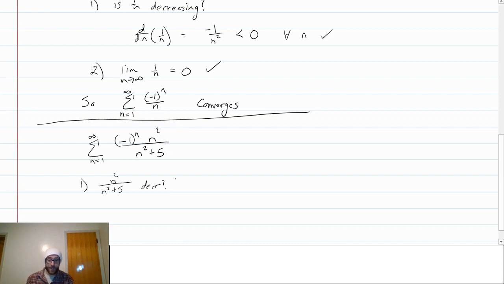And you can say, yeah, it is. Or you can say, no, it's not. But we need proof of it. So let's actually take its derivative. So if we go d/dn, we get, it's the bottom times the derivative of the top. So 2n times n squared plus 5, minus the top, so that's n squared times the derivative of the bottom, which is just going to be 2n. And this is all over the bottom squared.